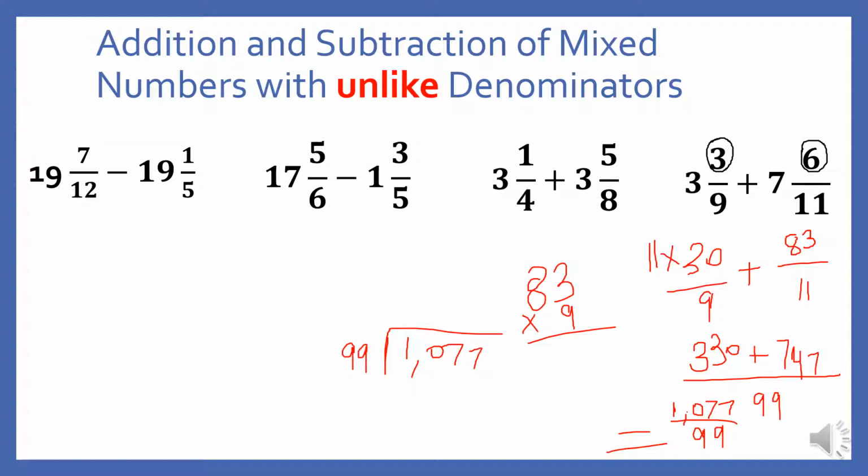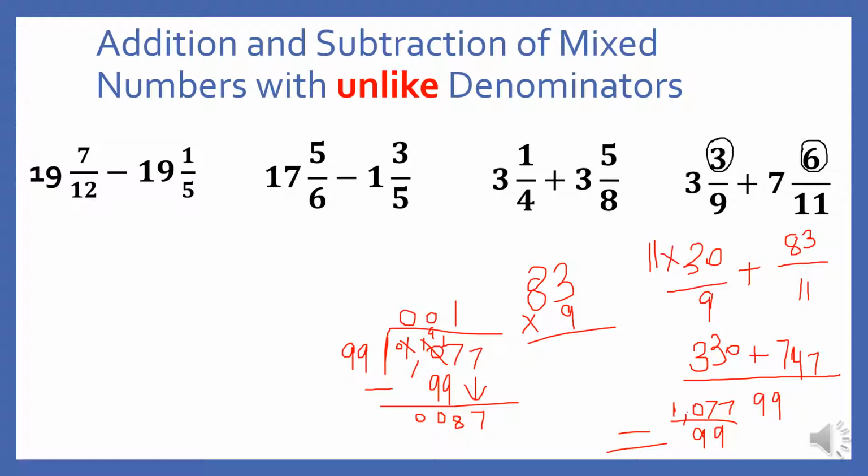Let's go. 99 can go into 1, 0 times. 99 can go into 10, 0 times. 99 can go into 107, 1 time. 99 by 1 is 99. Let us subtract. All right, remember, it's 107 we are dealing with. Could 7 take away 9? No. I'm going to borrow. 17 take away 9 is going to give us 8. 9 take away 9 is going to give us 0. Bring down our 7.